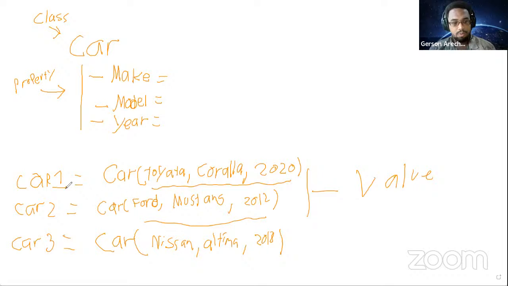If you try to do this without OOP, you will manually have to type in all the values. But with OOP, instead of adding the make, model, year multiple times, you just call the class and pass in the values.